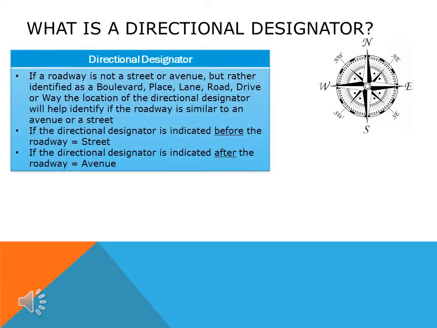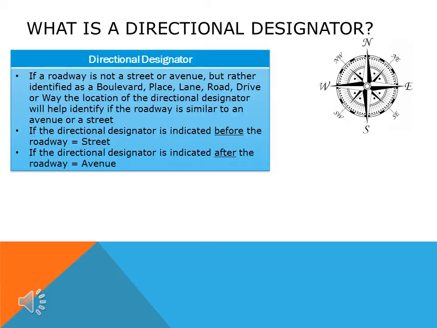What is a directional designator? If a roadway is not a street or avenue, but rather identified as a boulevard, place, lane, road, drive, or way, the location of the directional designator will help identify if the roadway is similar to an avenue or a street. If the directional designator is indicated before the roadway, this means it's a street. If the directional designator is indicated after the roadway, this means it's an avenue.